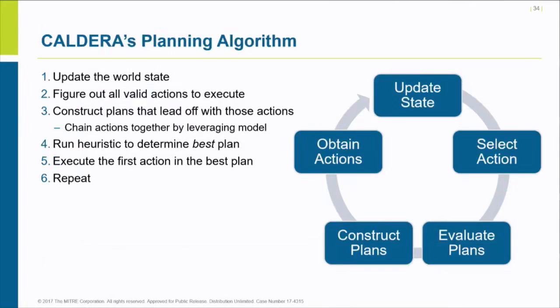So bringing everything together, we have a 5-step plan. I know I have a 6-step listed there, but we update the world state and figure out what we know, what is actually true in this environment. Then we use the preconditions to figure out all of our valid actions that we can execute in this current time step. Then we construct plans that lead off with those actions. So I again look towards the future, chaining actions together with the preconditions and the postconditions. Then I run the heuristic to determine the best plan out of all the plans that I identified. And I execute that first action in the best plan. And last, I repeat. Observe the responses, jump back into this cycle and go through as I compromise the network and achieve my goals.